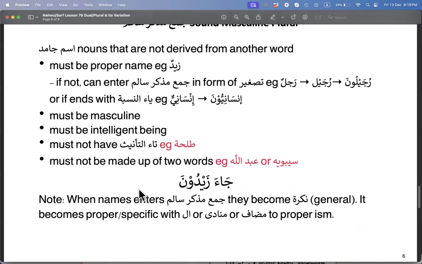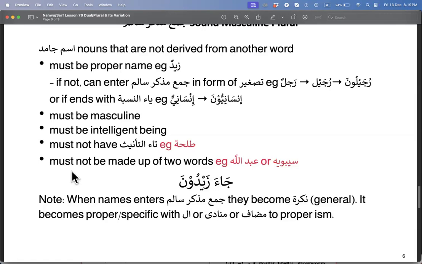So it becomes proper or specific with alif lam, or if it's a munada, or it's mudaf to a proper ism. Okay, so for example, like in English, we can say a group of Zaids came, or a lot of Zaids came, basically. It's like that. It's general. Okay? Yes. Clear for this?